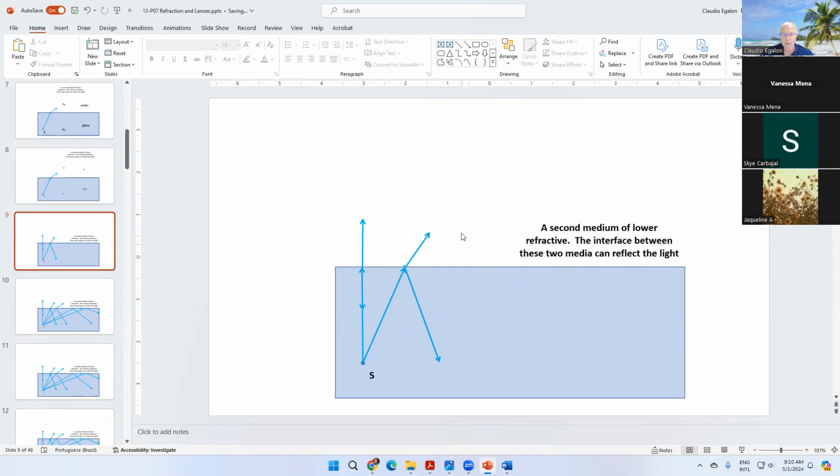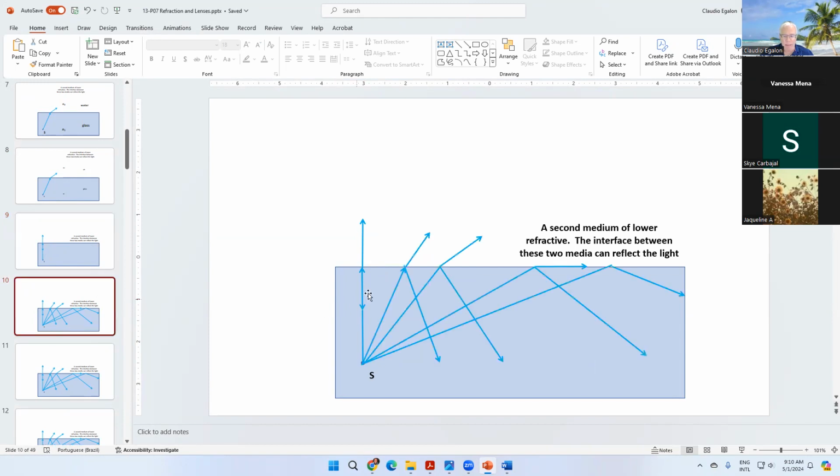Okay. Well, the first thing that we do is the normal incidence. Under normal incidence, there is refraction, but there is no bending of the light. Some of the light refracts, some of the light is being reflected. And then we have the next step here, right? Here we go. I incline my laser.